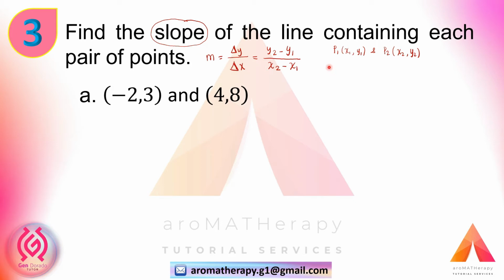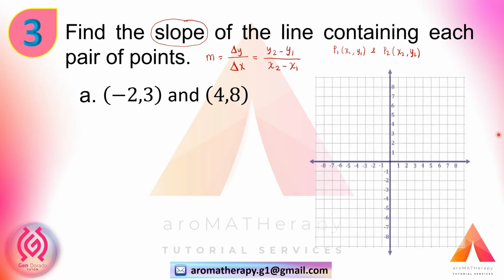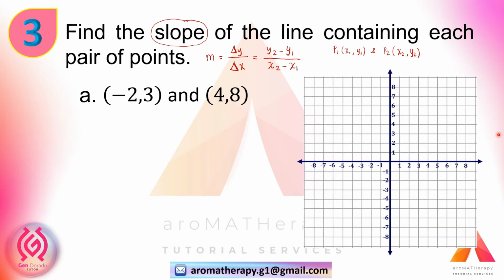For letter A, we are given 2 points, negative 2, 3, and 4, 8. So let us graph these points. Negative 2, 3 is located in quadrant 2. So it is found here, negative 2, 3. Locate mo siya. So, 4, 8 is located on quadrant 1. It's here. And then we connect these 2 points. So this is our graph.